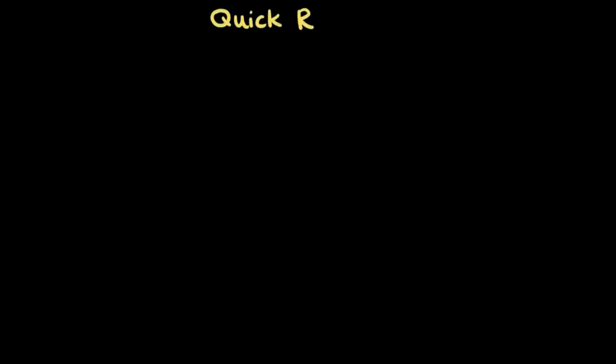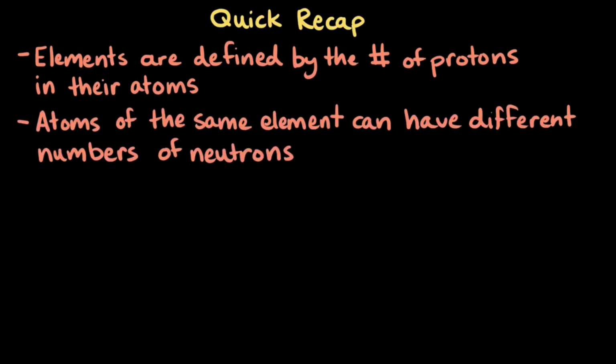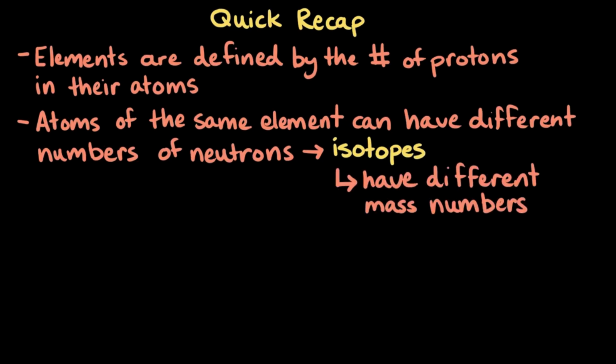Let's wrap up this video with a quick recap. We know that elements are defined by the number of protons in their atoms, but atoms of the same element can have different numbers of neutrons. These are called isotopes. Because isotopes have different numbers of neutrons, they also have different mass numbers, which are the sum of the protons and neutrons in each isotope's atom.